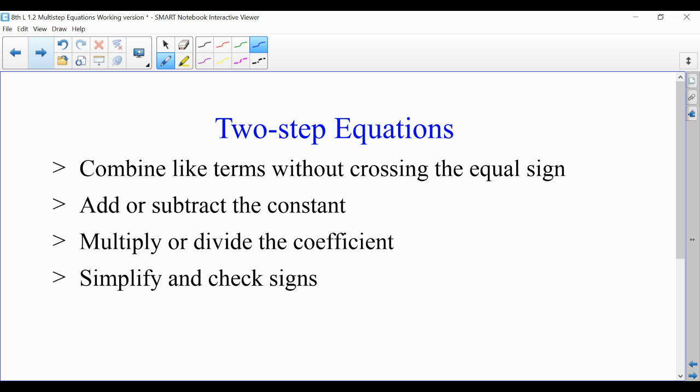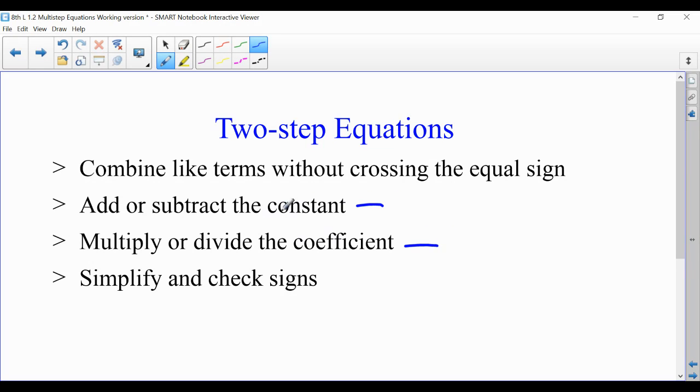Sometimes we'll have like terms that you have to combine on one side of the equation before you can go ahead and solve it. So that becomes the first step: combine like terms without crossing the equal sign. You can do it on the left side and then on the right side, but you can't go across the equal sign without doing inverse operations. And that's what these next two steps are.